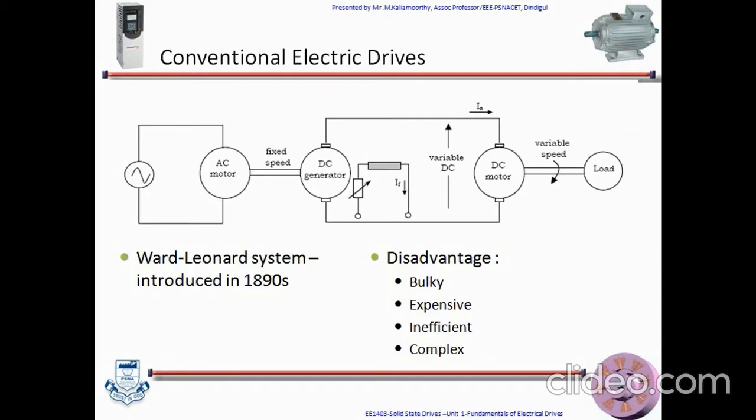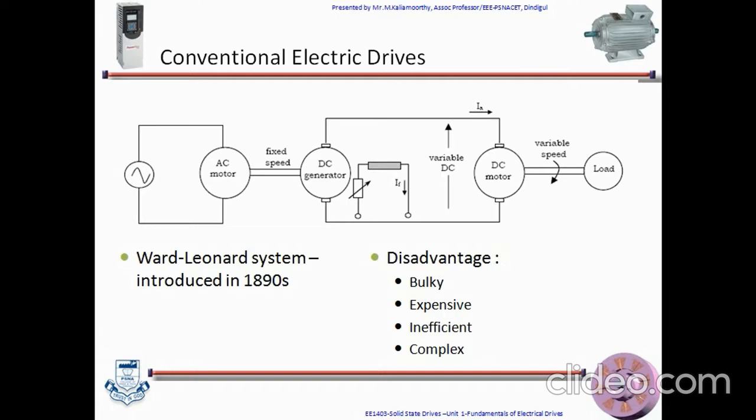Now let us have a quick look at the conventional electric drive which was used in the olden days in the industries. Let us assume I have a load which requires a variable speed operation. For this I require a system like what I have shown in the figure. I have an AC motor which is coupled with a DC generator, the armature of the DC generator and the armature of a DC motor are linked, and the DC motor is coupled to the load which has to be controlled.